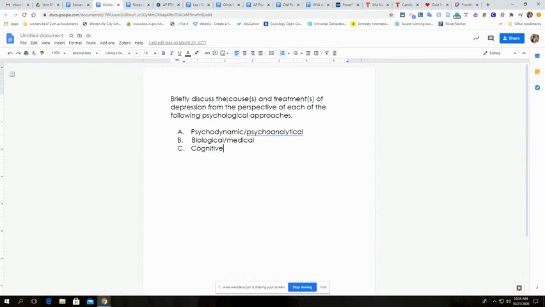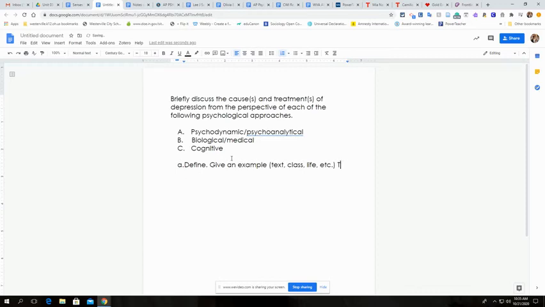So here's an example. Briefly discuss the causes and treatments of depression from the perspective of each of the following psychological approaches. So we know this is a 3-point question, okay? I just made this question up though, so it's probably not an actual question, but how we go about answering this, let's just say we're typing it. If we're handwriting it, we can bracket it and do the same thing, but we're gonna go A, right? We're gonna define psychodynamic or psychoanalytic perspective. Then we're gonna give an example, text, class, life, you name it.